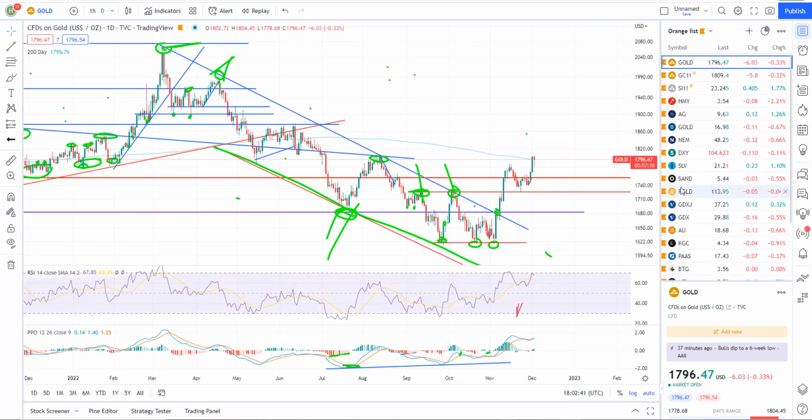Gold, I'm a little mixed on gold in the short term. I still want to be buying the dips in gold, but we're coming into some areas of resistance I'm seeing, so we might have a little pullback.